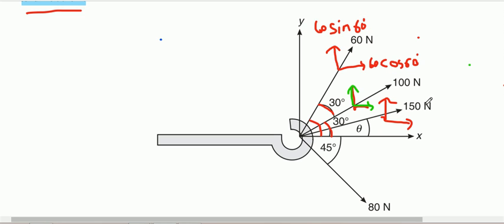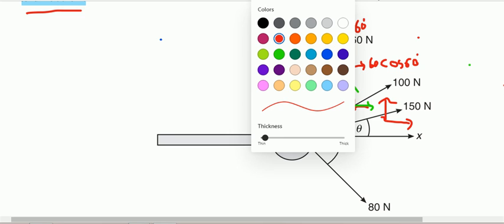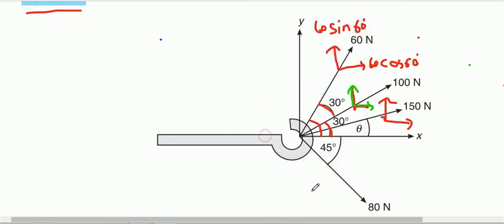Is it clear? 150 is making an angle theta and 100 is making an angle 30 degree, and for 60 you have to consider with respect to x-axis. Therefore from here to here 30 and here to here 30, totally that is 60 degree. So this is the resolution of a force. Then again last, what is the x and y for 80 Newton?